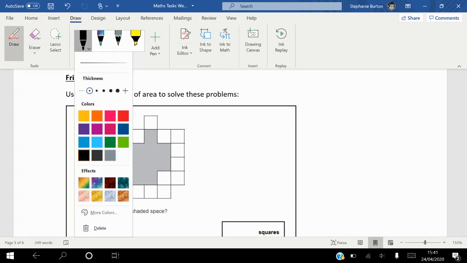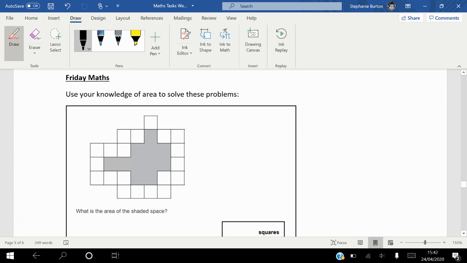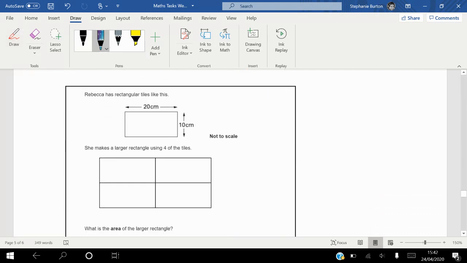So what I'm going to do, best I can, is to complete the grid over the grey area, and then I can count up those squares. So I can continue these lines down, continue the lines across, and then I can go about counting my squares. So I've got 1, 2, 3, 4, 5, 6, 7, 8, 9, 10, 11. So the value of the area of the shaded space is 11 squares. Okay, we move down to our next question.